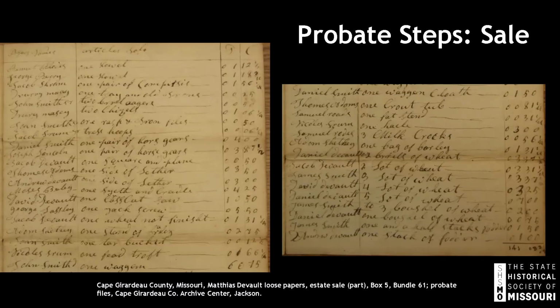And so we may need to fall back later and do research on some of those individuals in order to figure out the person we're interested in. So in this case, there were a number of DeVaults, children of Matthias, sons of Matthias, a couple of sons-in-law of his, and then other people who were undoubtedly neighbors who were buying at the estate sale.